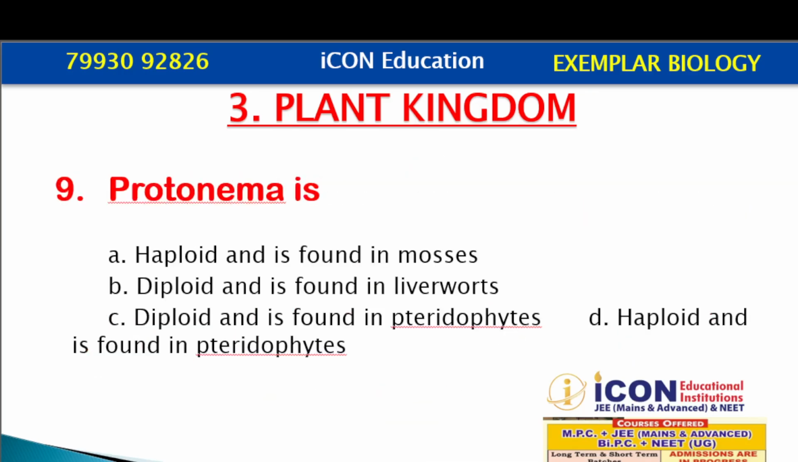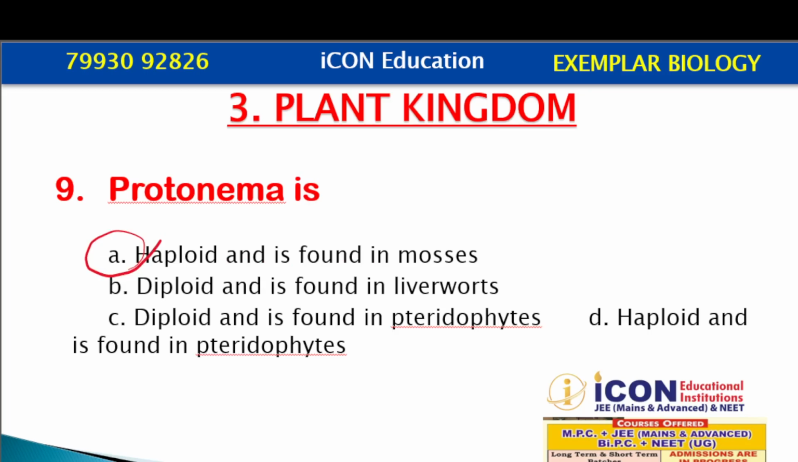Question number 9. Protonema is. This is also a direct question. We know that protonema is the gametophytic phase which is seen in mosses. And protonema is gametophyte, that means the plant body will be haploid. So haploid and found in mosses is there in option A. Protonema is haploid and found in mosses.